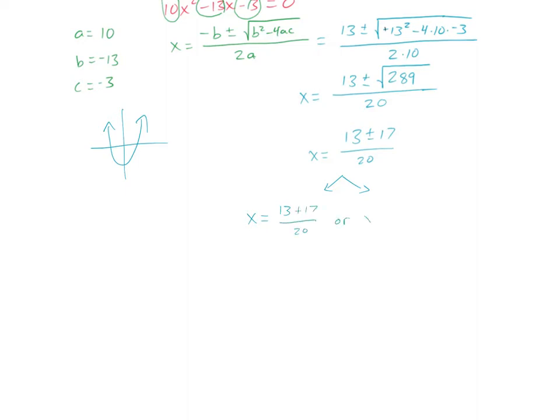Or the other option, x equals 13 minus 17 over 20. Now punching those in, you have to be careful either to do the top part and then press equals and then divide by 20, or you could put it in parentheses. What I like doing is putting it in parentheses like that, typing this whole thing in at one time. So that's going to give me 30 divided by 20, or x equals 1.5.